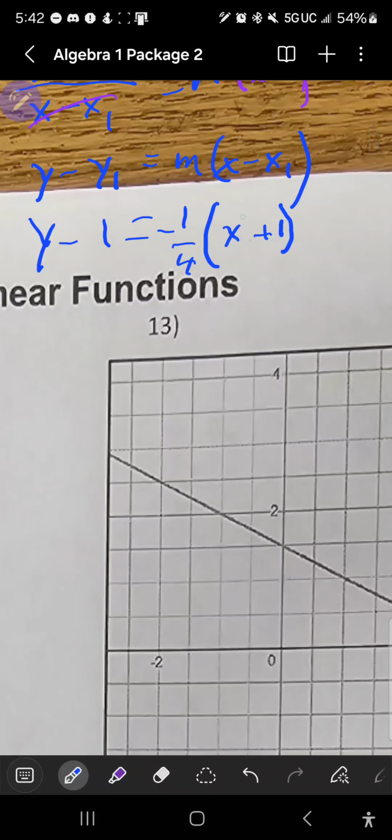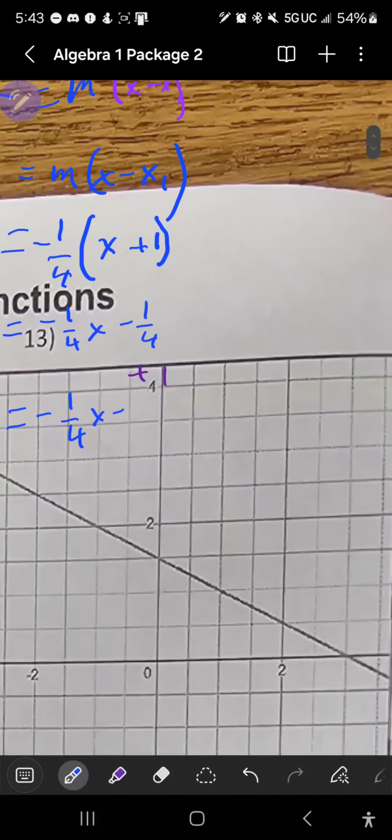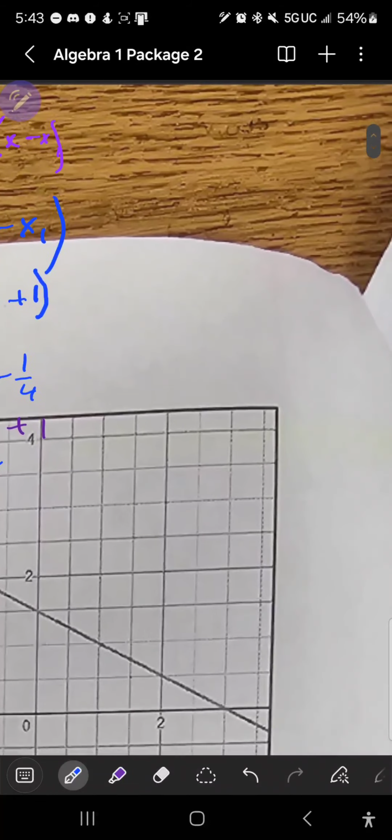We multiply negative 1 over 4 times x and negative 1 over 4 times positive 1. So we get that y minus 1 is equal to negative 1 over 4x minus 1 over 4, since negative 1 over 4 times 1 is just negative 1 over 4. And now we add the 1 on both sides, this cancels, and we get y equal to negative 1 over 4 x minus negative 1 over 4 plus 1.